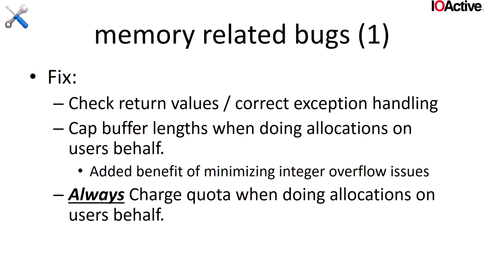And then, of course, the other are simple cases, right? Obviously, if you don't check the return value, yes, you may have null dereferences. If you don't handle exceptions, yes, you may have unhandled exceptions. And even if you do, you can have faulty exception logic. These are pretty simple, fix-wise. It's like, yes, check return values. Yes, charge quota when you have to. Yes, cap buffers, please. Don't have unbounded allocs.